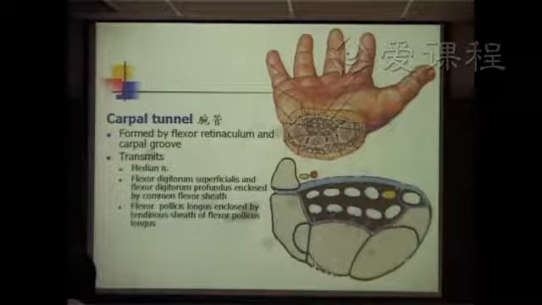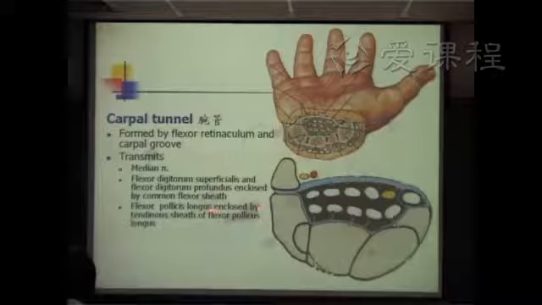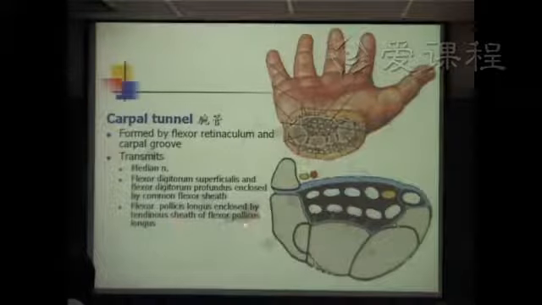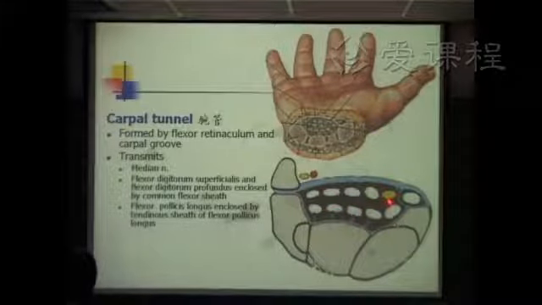And another structure is flexor pollicis longus, enclosed by a tendinous sheath of flexor pollicis longus here. You can see these are tendons of the muscle, and the yellow one is the median nerve.